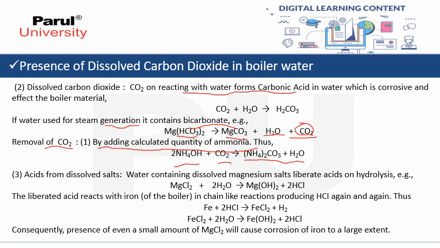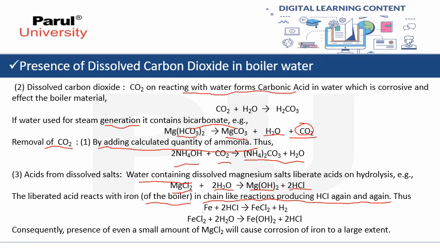Third, acids from the dissolved salts. If the water containing dissolved magnesium salt liberates acid on hydrolysis, for example magnesium chloride, then it will react with water and form magnesium hydroxide and hydrochloric acid. The liberated hydrochloric acid reacts with the material of the boiler, that is iron, in chain-like reactions producing hydrochloric acid again and again.